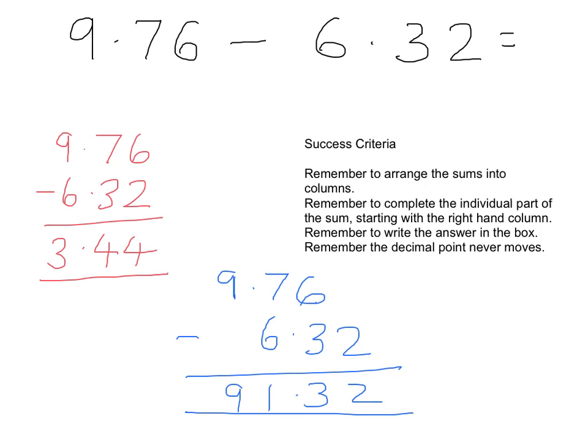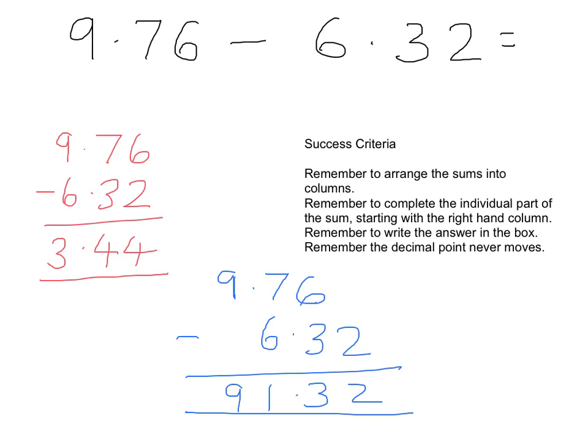Right, as you can see, the red calculation is the correct method. However, the blue one is incorrect. As we refer back to our success criteria, we can understand why the red one is correct. Remember to arrange the column correctly with the tenths correctly aligned and the hundredths correctly aligned with the units correctly aligned.